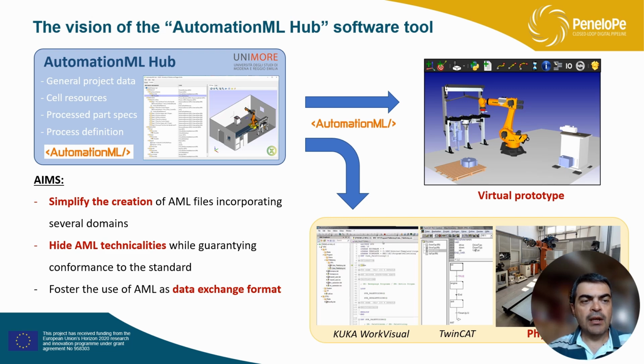So the idea is to have a software where we can open an AutomationML file and where we can edit data, from general project data to the modeling of the resources and their geometry, so providing a geometric representation of the resources, but also specs and characteristics of the processed part. Of course, we are referring to discrete production, and we can also define processes.